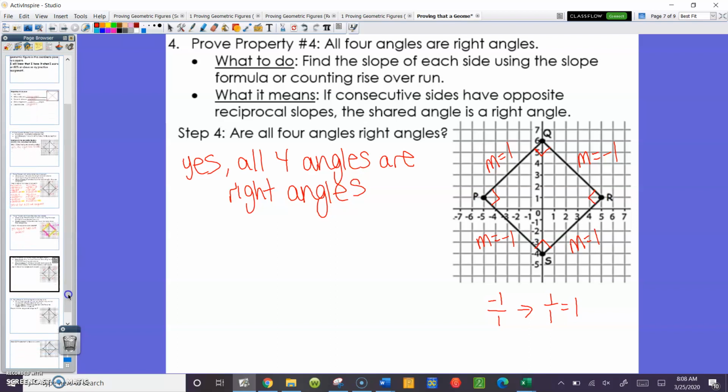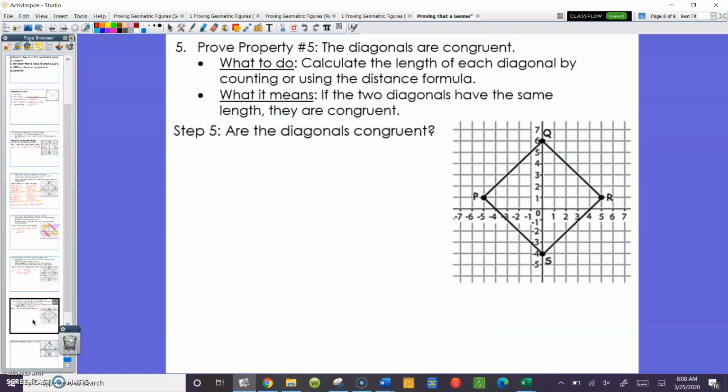All right, we just have one more property to look at. The diagonals are congruent. So the first thing that we need to do is calculate the length of each diagonal by counting or by using the distance formula. So when we say diagonal, we're looking at opposite vertices. This would be one of the diagonals. Let me change my color. And this would be the other diagonal. So do we notice that these are vertical and horizontal lines? So all we have to do is count. We don't even have to use the distance formula.